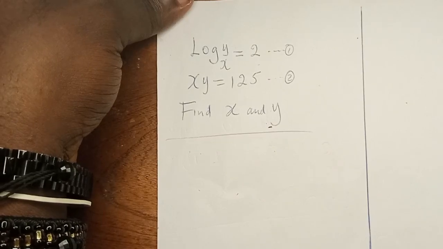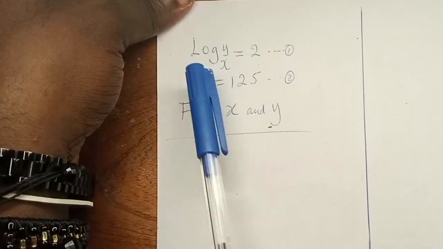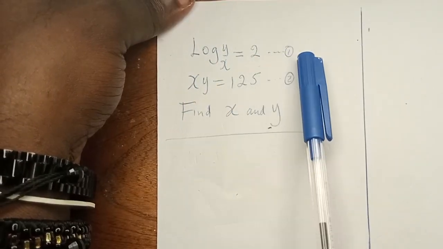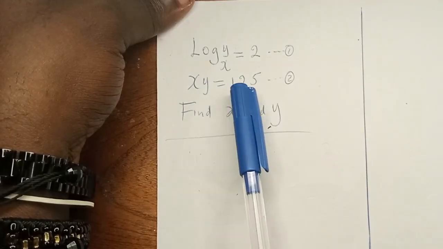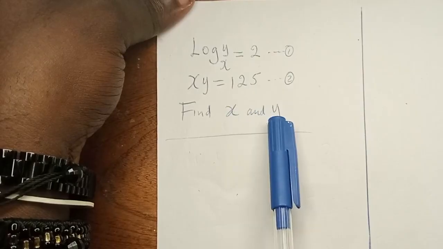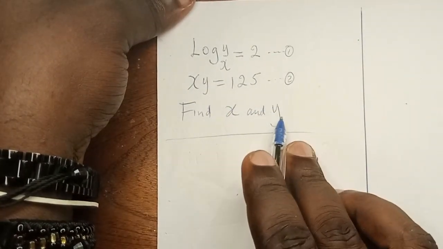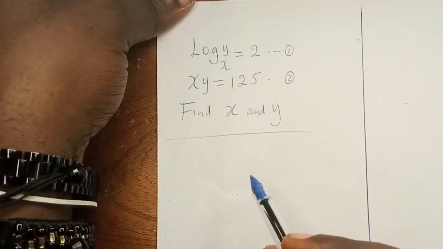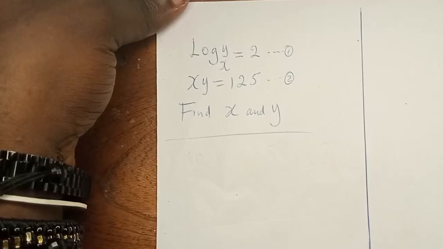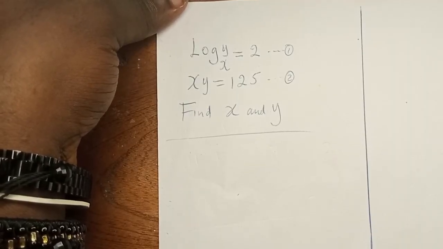Looking at this problem, we have been given two expressions. Log of xy is equal to 2 as expression 1, then xy is equal to 125. They're asking us to find the value of x and y. In other words, we have unknowns x and y, and want to look for their values from these two expressions. First, I will use a few steps to solve this.